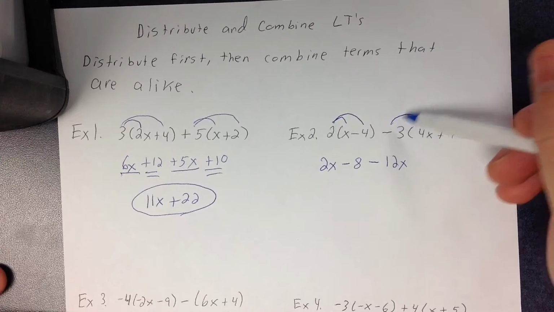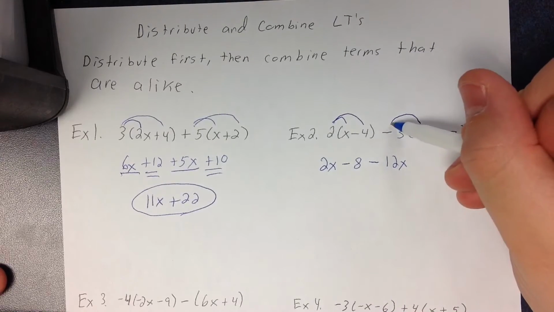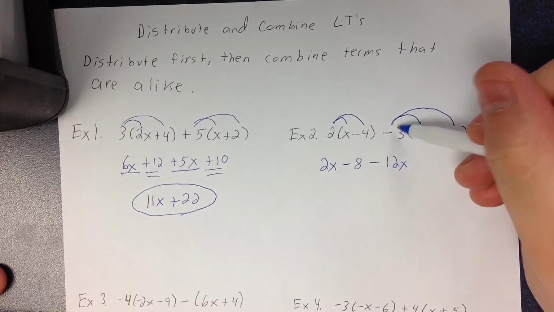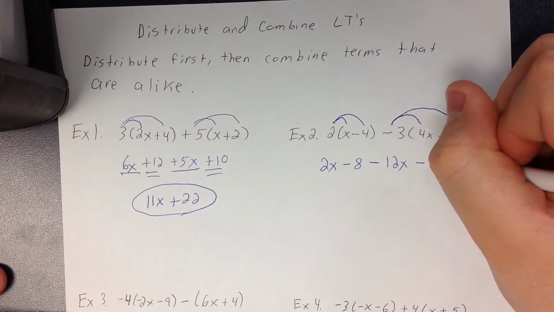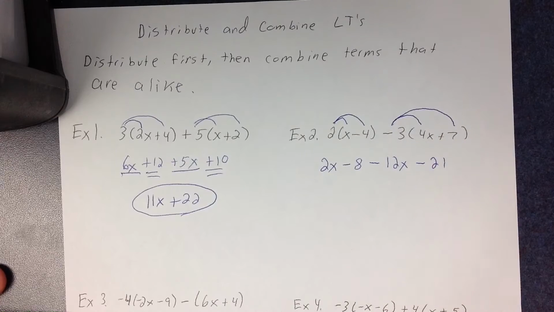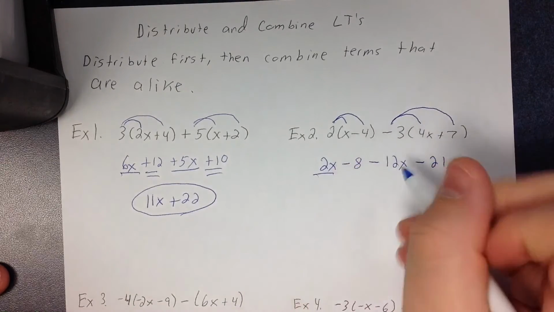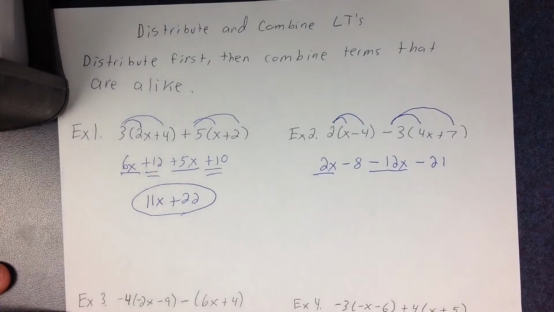Again, the number outside times both numbers. So this is still a negative 3 times a positive 7. Well, a negative times a positive is a negative. 3 times 7 is 21. Now we combine our like terms. So this is like a 2x and a negative 12x.